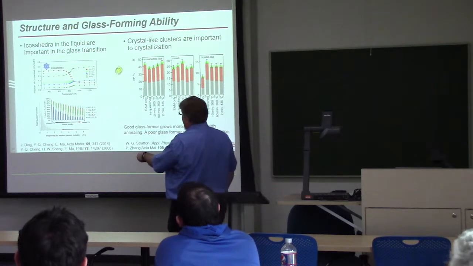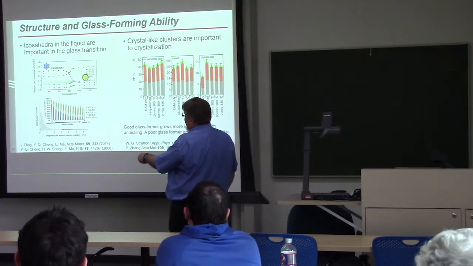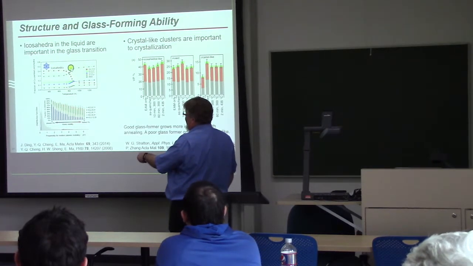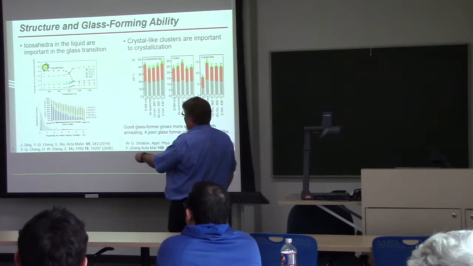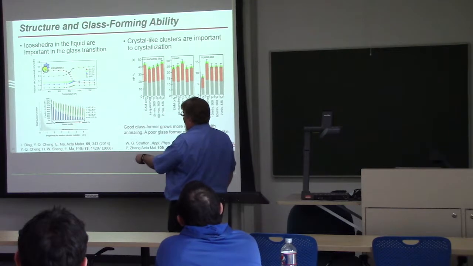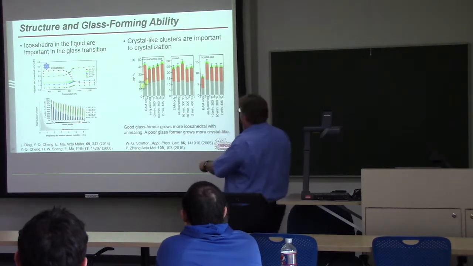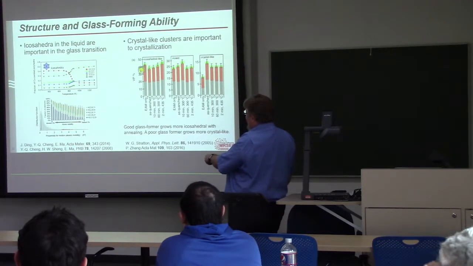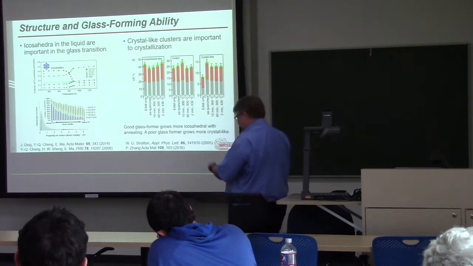That's been shown in simulations here, where the red line is the fraction of icosahedra in a melt, which increases dramatically right at the glass transition from the high temperature into the glassy state. And these icosahedra also have slow dynamics. They move slowly. And in our work, we've shown that good glass formers become more icosahedral as they're annealed and relax down to lower enthalpy states, whereas poor glass formers become more crystal-like.